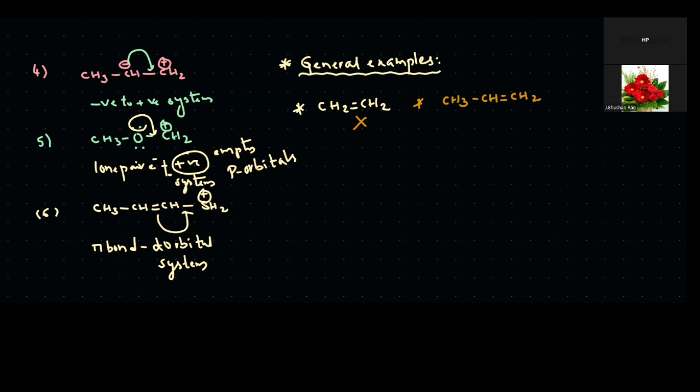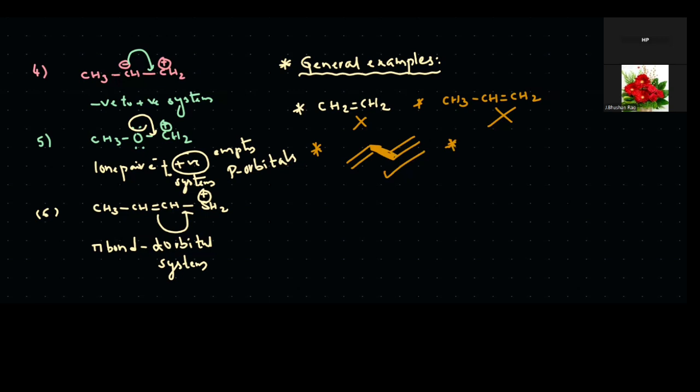Then one more example. Here one pi bond is present, and here also one pi bond. It is an example of a pi bond system, so here the mesomeric effect is present. It exhibits the mesomeric effect. Next, conjugation must be alternately present. There is only one single bond between the two pi bonds, so that's why the mesomeric effect exists here.